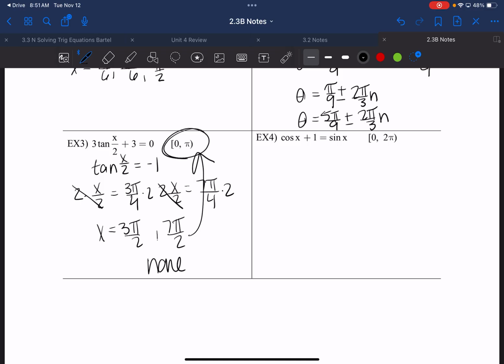Is there any way you could know that without solving through, or would you have to solve through? You would probably need to solve through, unless you had a picture of the graph to look at, then you would see that that's not going to happen until further down.